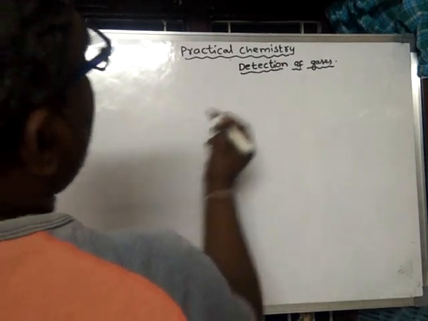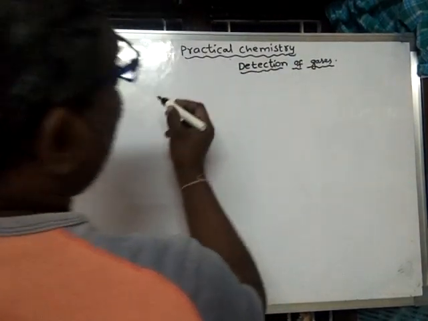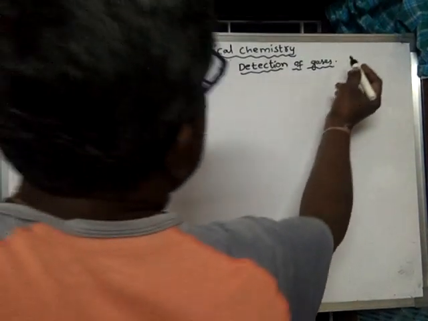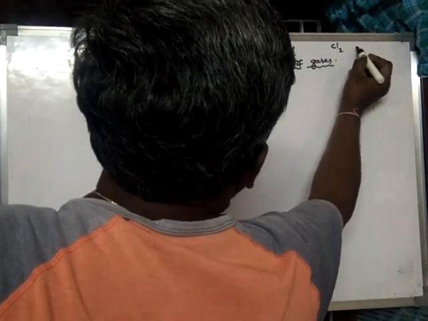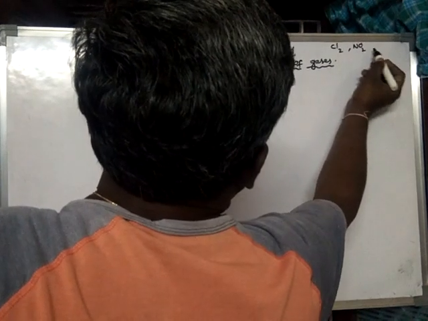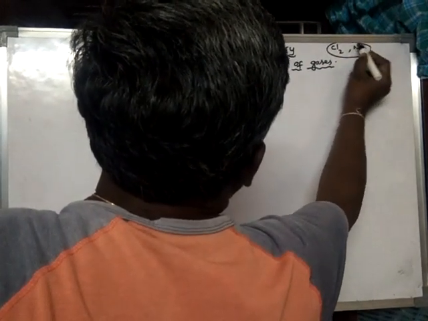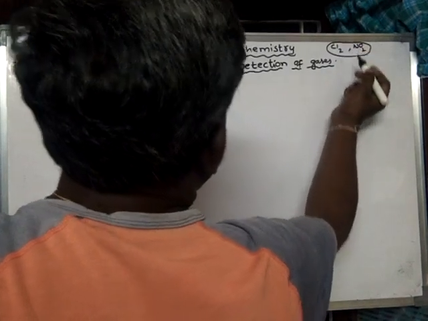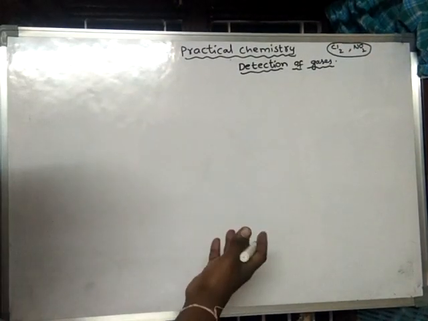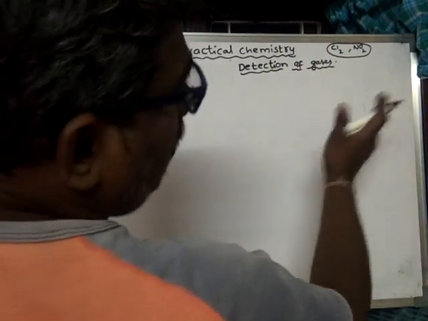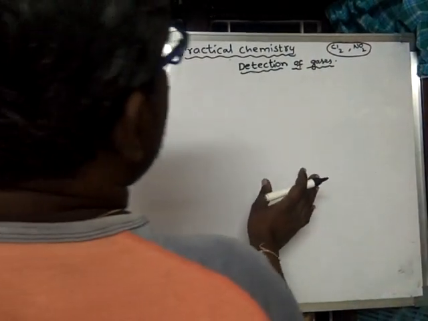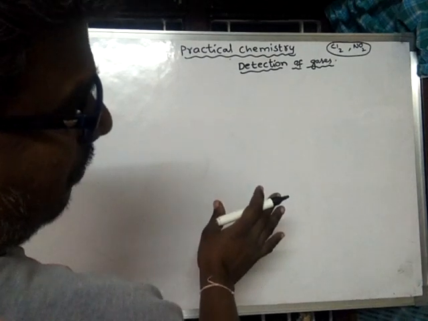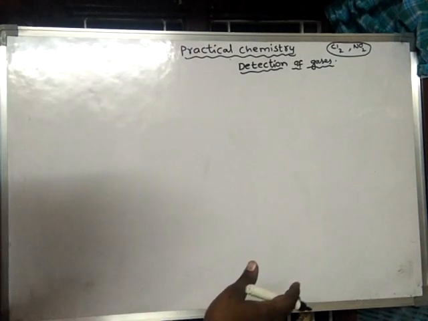Out of the 11 gases, both chlorine and NO2 are colored gases. We discussed this yesterday, and based on that color we can separate these, and all other gases are colorless gases. Next to color is odor, meaning smell.